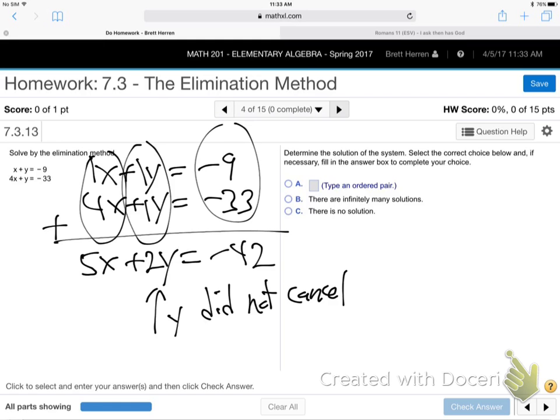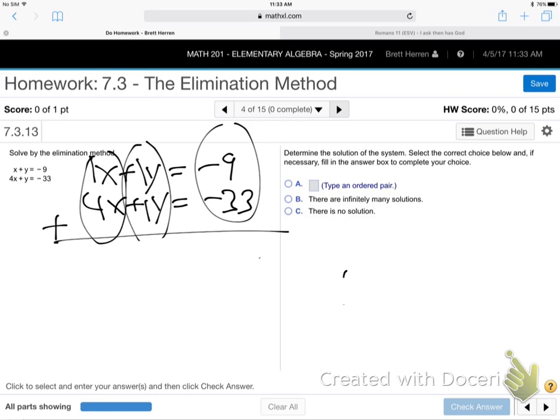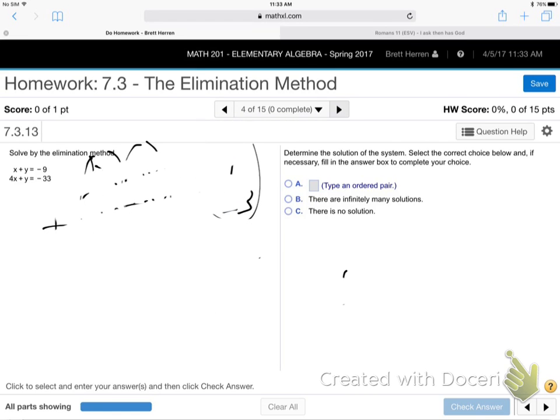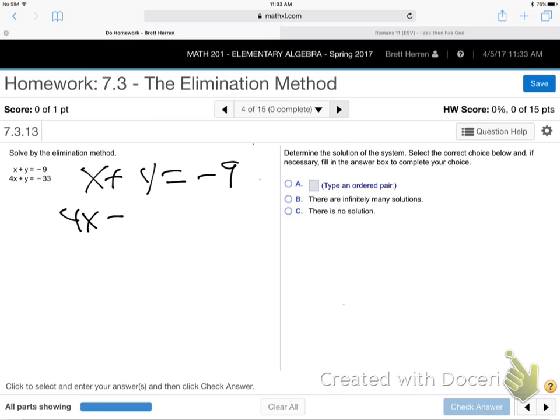So I've got to go back and say, all right, no, this isn't going to work. Let me erase this. Let me go back. I've got to make them that way. So let's erase the whole thing. Let me write it again. x plus y is negative 9, and 4x plus y is negative 33. So I've got to make one of those y's a negative y. It doesn't matter which one. I'll just do the top one.